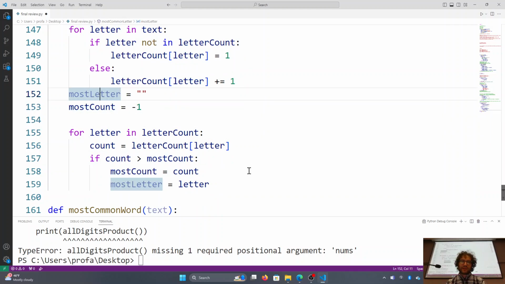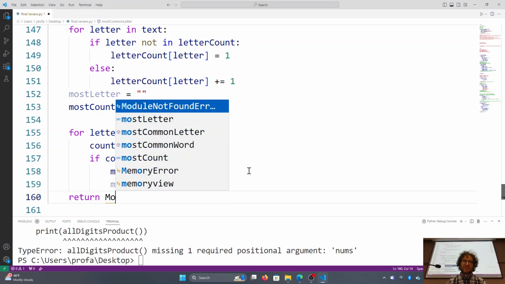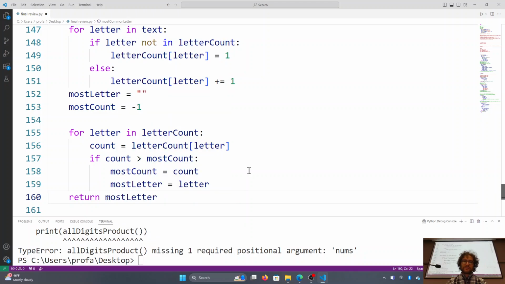What's over here? Why is it not... Okay, oh yeah, because I'm not actually using it somewhere. That's why it's return most letter. And that will give us the most common letter.